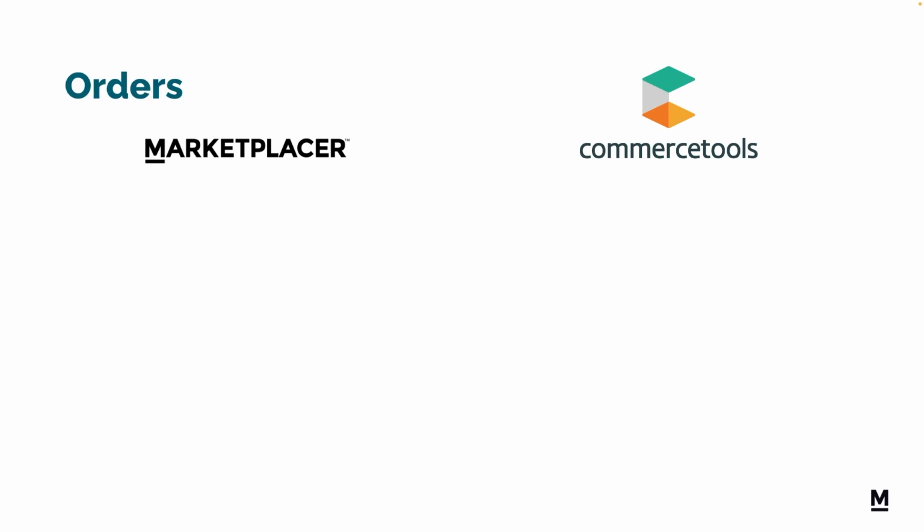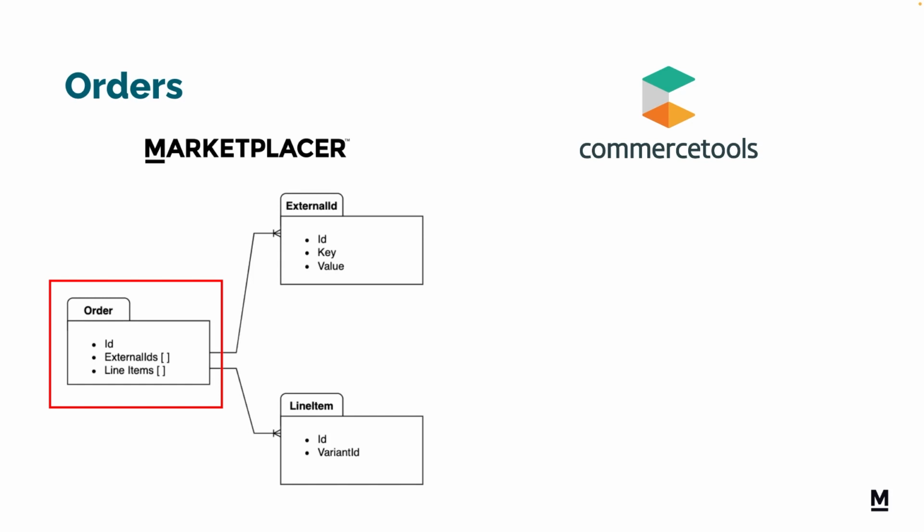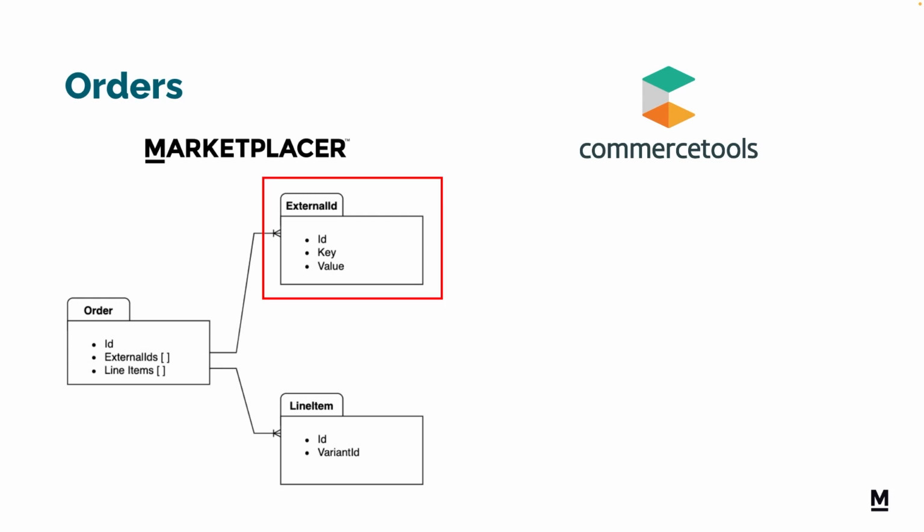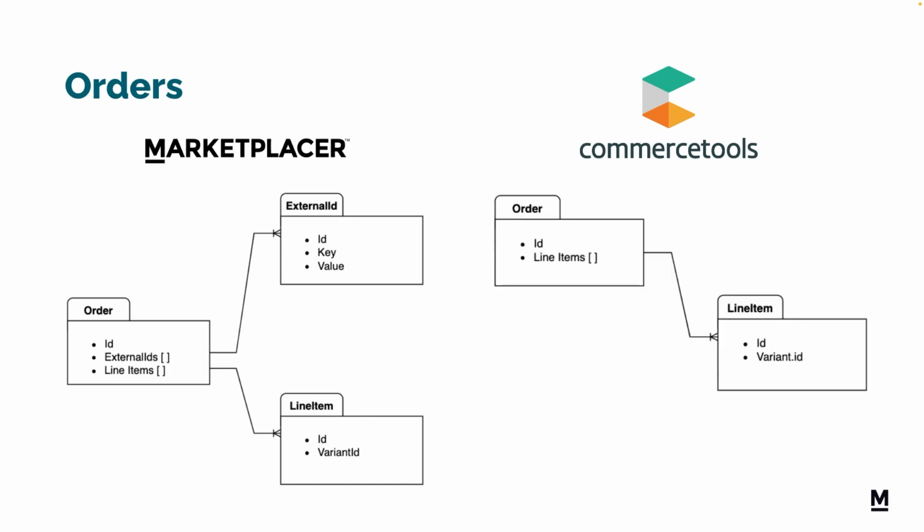Moving on to looking at orders, we have this concept of an order object with line items, many line items, a one-to-many relationship. Again, fairly obvious stuff. The main comment here I want to make is around the use of external IDs. When we ultimately come to creating an order in Marketplacer, we're going to tag the Marketplacer order with the order ID of the order in commercetools.